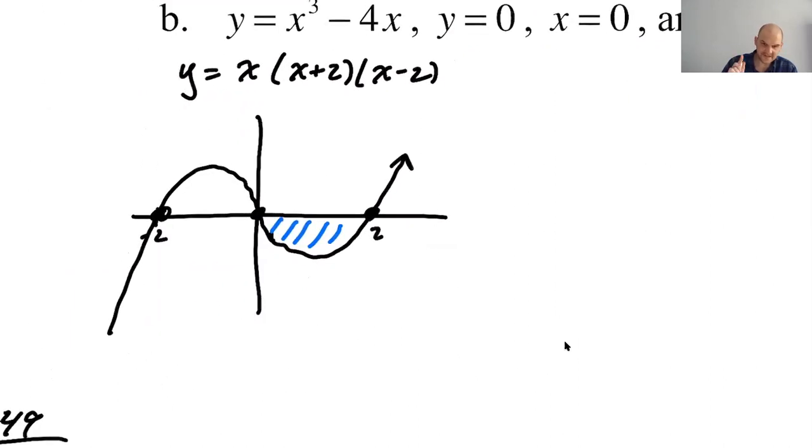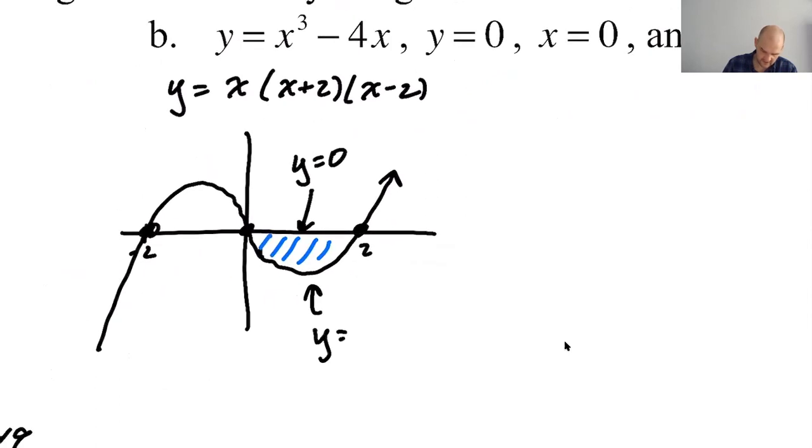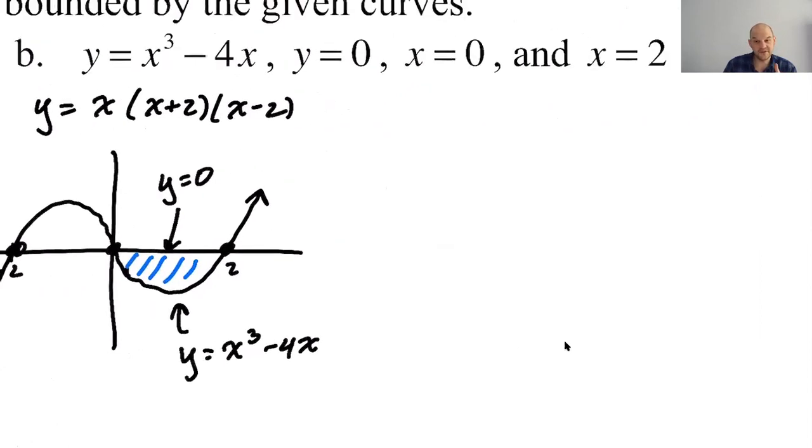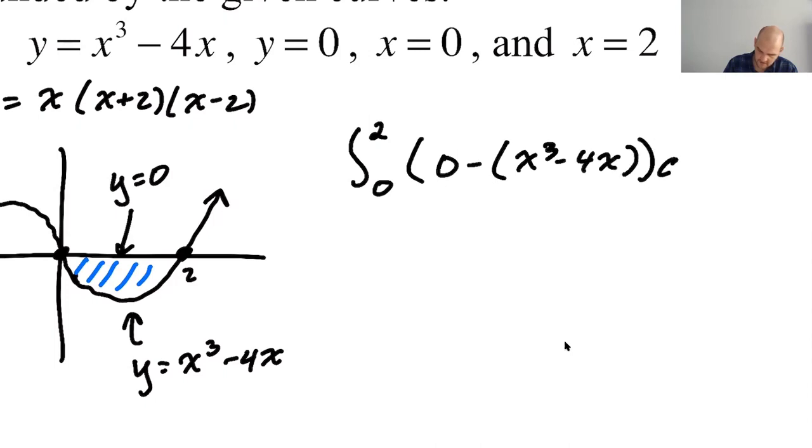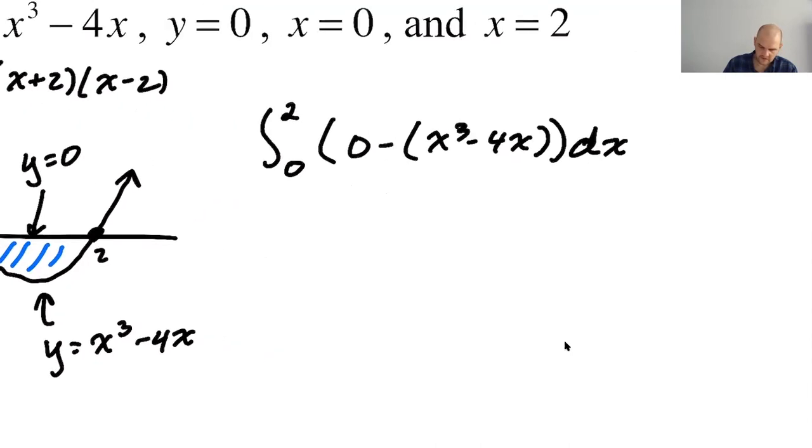Now, what is the top curve? The top curve in this region is y equals 0. The bottom curve is y equals x cubed minus 4x. So let's set this up correctly. We want to do the integral from 0 to 2, because that's where you start on the x and that's where you stop on the x. And then the top curve is 0 minus the bottom curve, x cubed minus 4x, and dx. Okay, we're set.